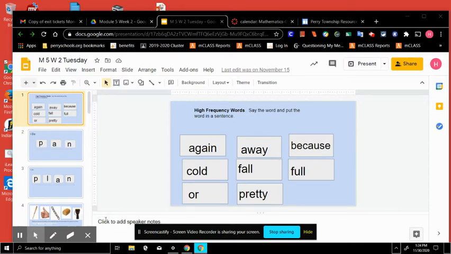We're going to go over our high frequency words, and I want you to put the words in a sentence. So if I say the word fall, you're going to put fall in a sentence, like the leaves are pretty in the fall. I'm going to give you another word. And after I say the word, I want you to pause your screen and go ahead and tell somebody next to you and put it in a sentence. So if I say the word cold, go ahead and pause your computer and put cold in a sentence.